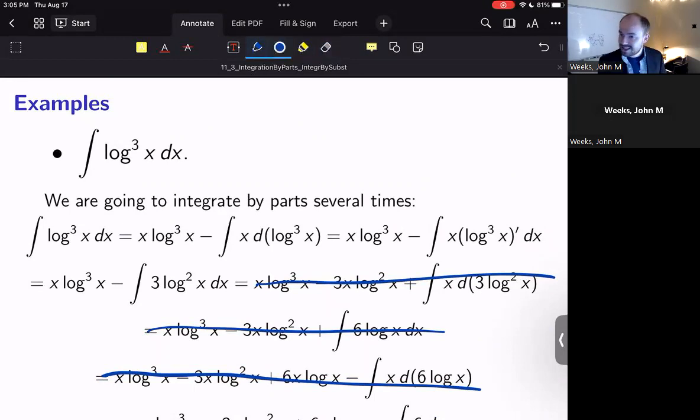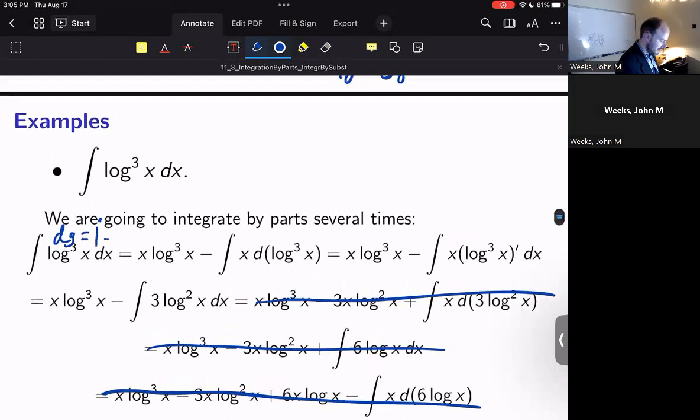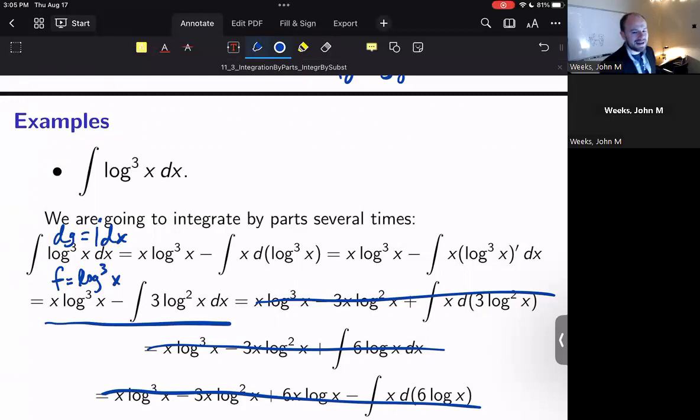Remember that with the log of x example, we said let's let our dg equal 1 dx. And that's exactly what we're going to do here. Here, f is log cubed of x. Now, when I go through and write out what this integral is, I don't actually get something that's simpler. I get something that's like this. But I do see that at least one thing has changed. Although I've gained a constant of 3 down here, I've also reduced the power of log cubed by 1.